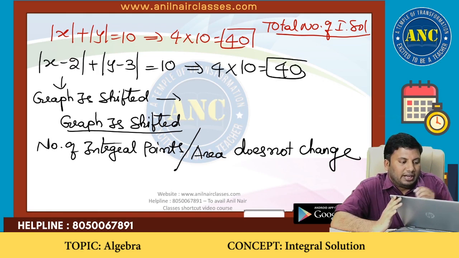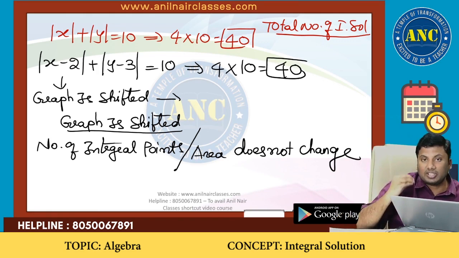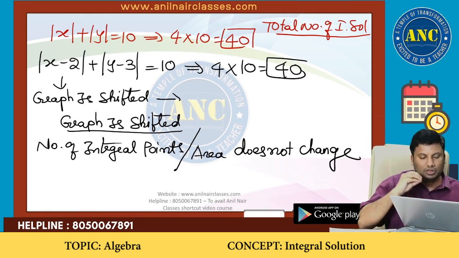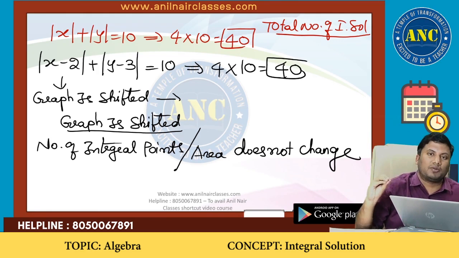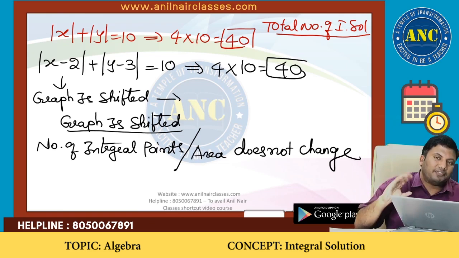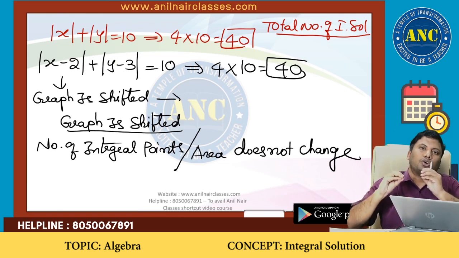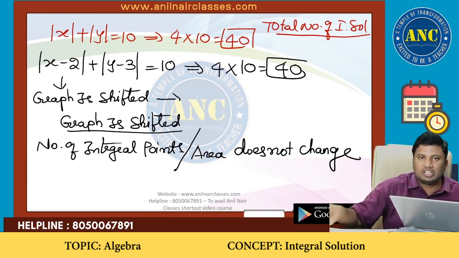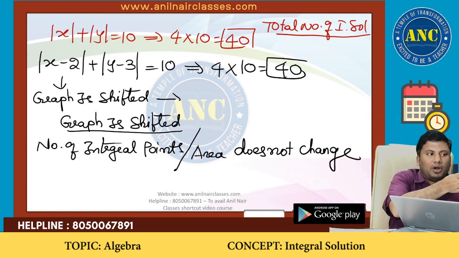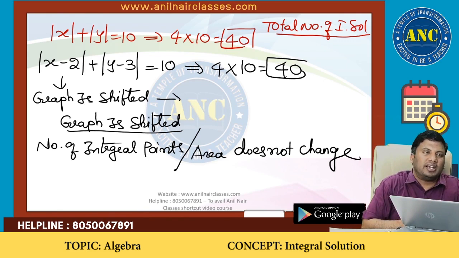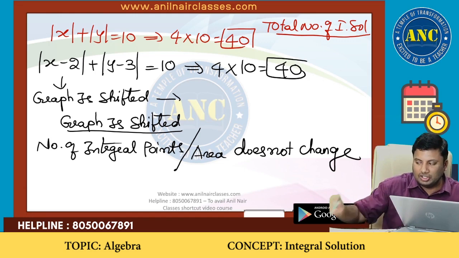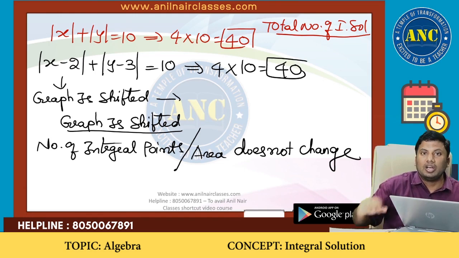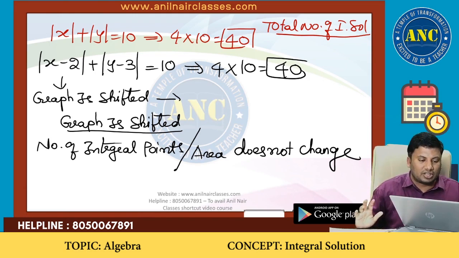I hope the idea is clear. When I say mod x plus mod y equivalent to 10, the graph is at the origin. Here it is shifted to 2 comma 3. If I shift this pen from one point to another point, the area of the pen does not change. Area does not change. Number of integral points does not change.